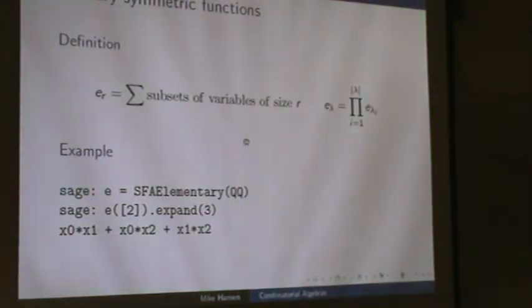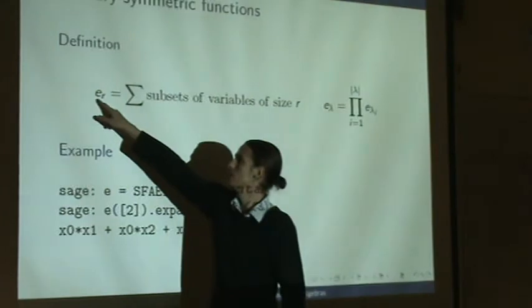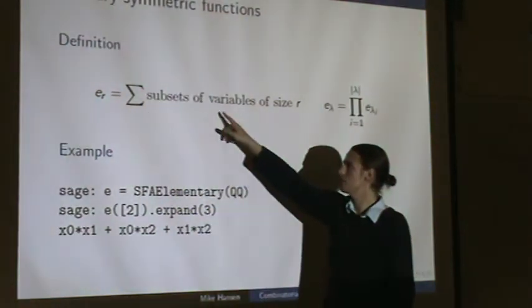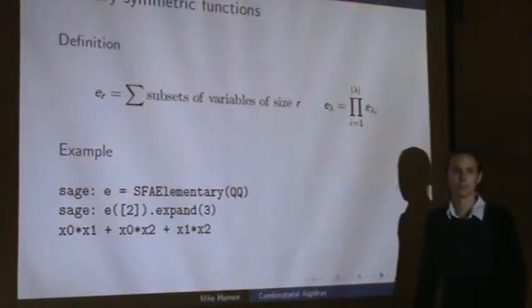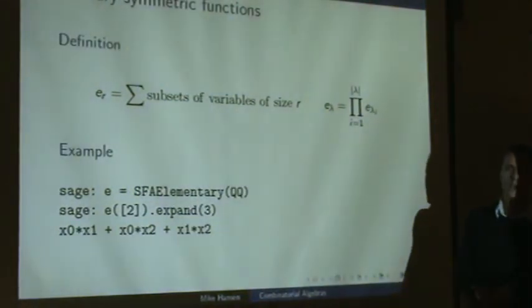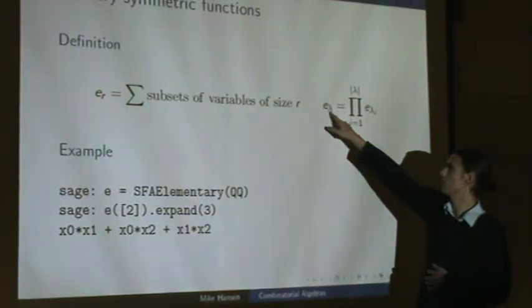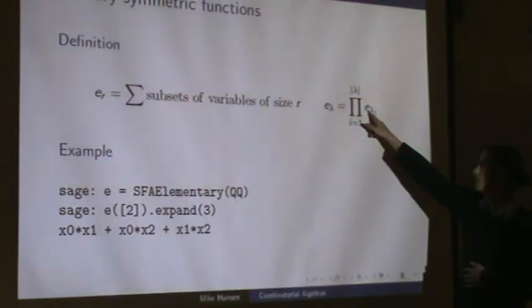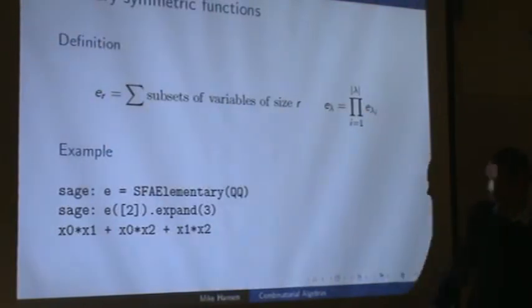The next basis for symmetric functions are called the elementary symmetric functions. So we saw these before. What we do is define e sub r, where r is a positive integer, to be the sum of all subsets of variables of size r. And then like before with the power sum symmetric functions, these are known as multiplicative bases, because if you want the one corresponding to an integer partition lambda, you just take all the e sub r's corresponding to those parts and multiply them all together.